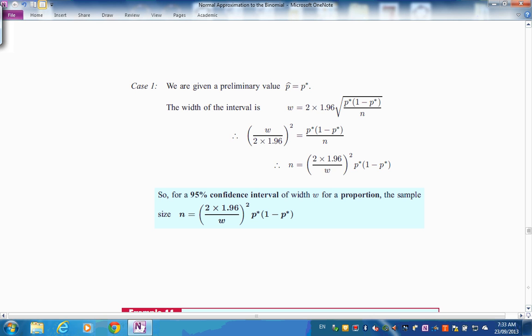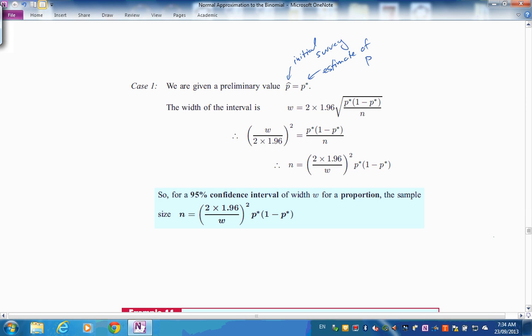First case. Now, if you haven't got a p hat because you haven't done the survey yet, and you want to improve the width because, as we found before, it was too wide, then you might take your initial p hat from an initial survey, maybe, and do it again with a bigger n so that you can narrow the width down. But otherwise, the p hat has to be p star, which is called an estimate of p. It's an estimate of the true population proportion.